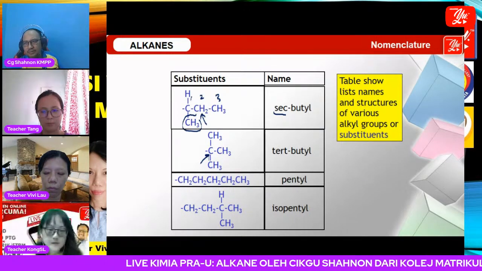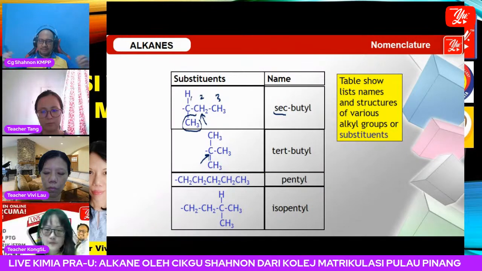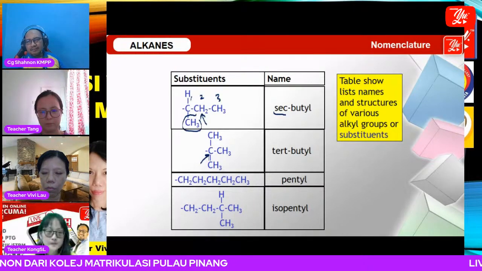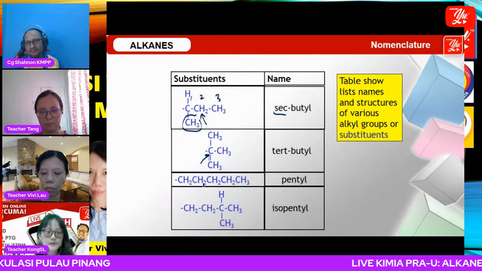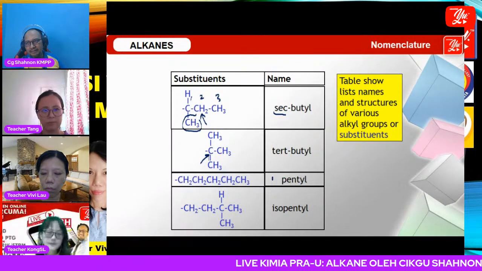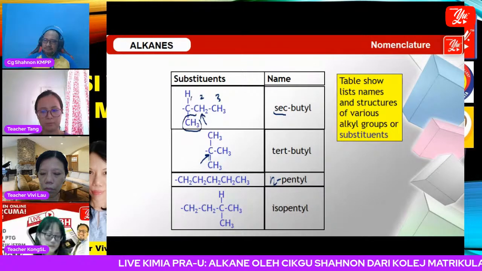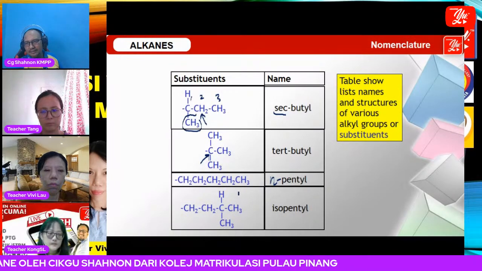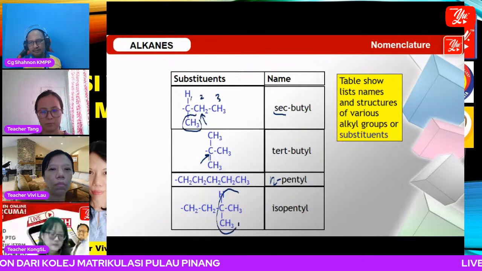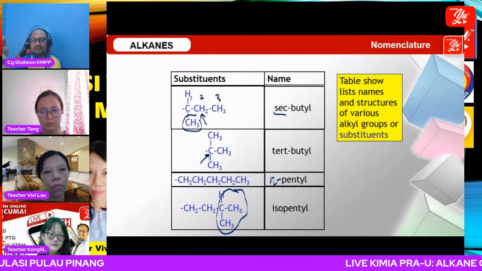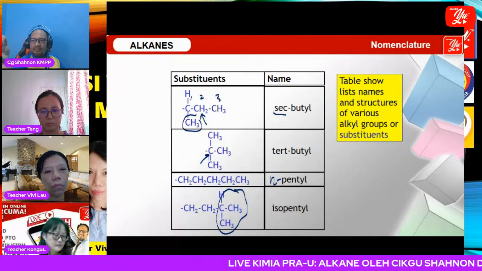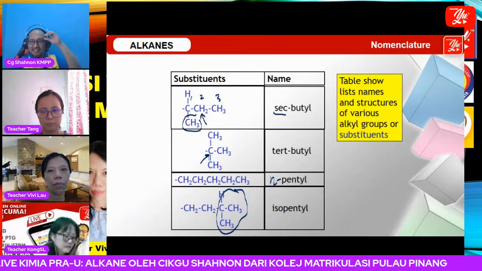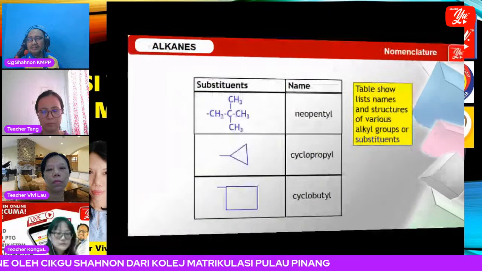Now we go to pentyl. Pentyl has 5 carbons. Without a branch, we have a linear pentyl, so we call it pentyl or N-pentyl. The second one is isopentyl. This one is isopentyl, with the same kind of branch as isobutyl and isopropyl. And the third one is neopentyl.